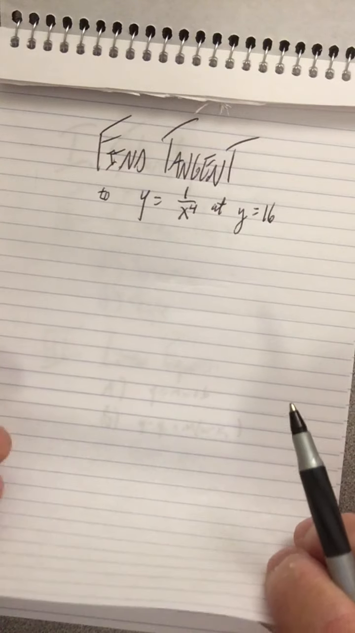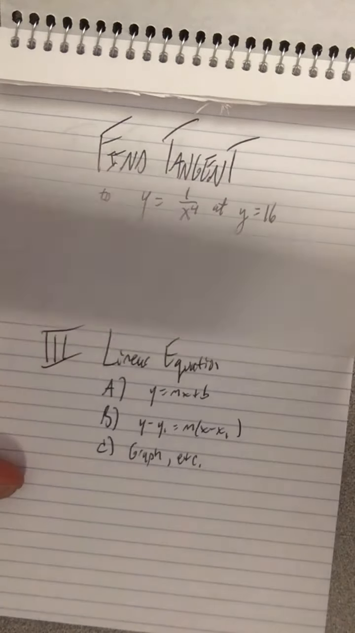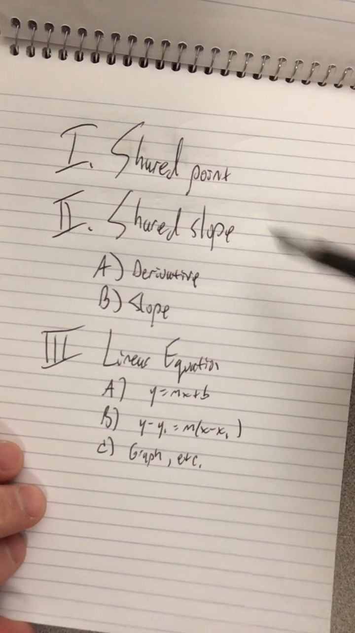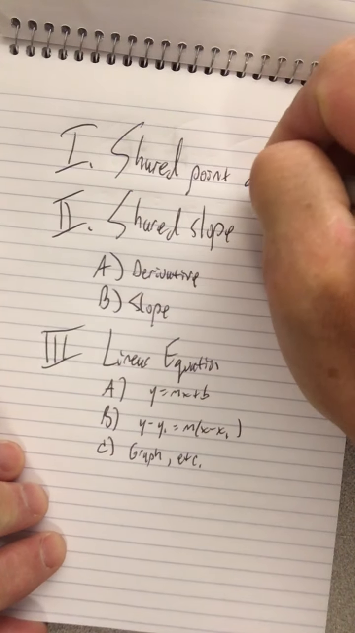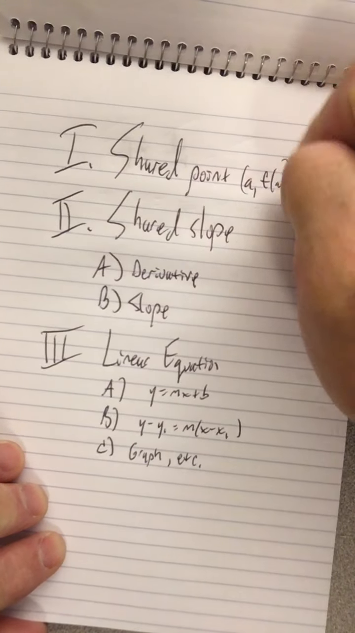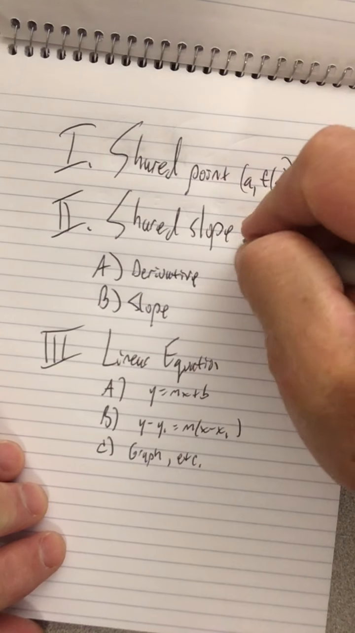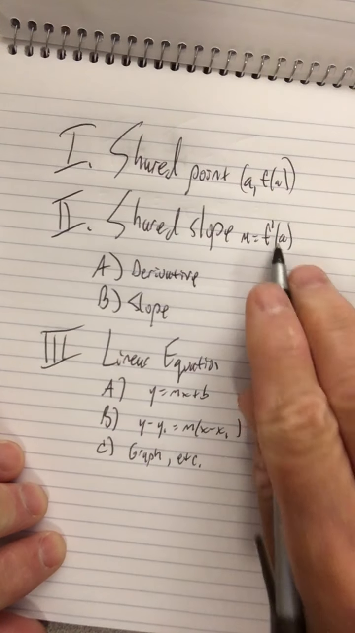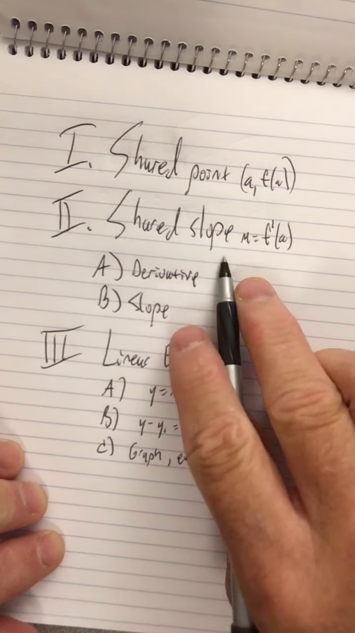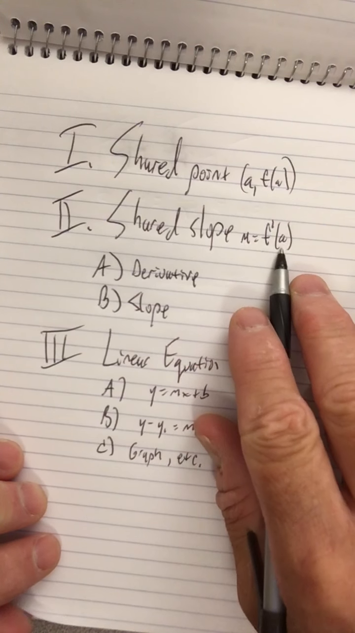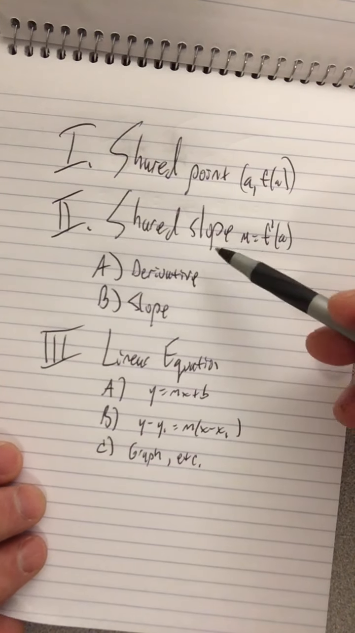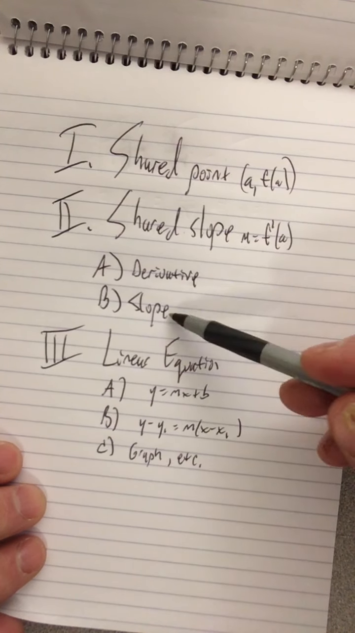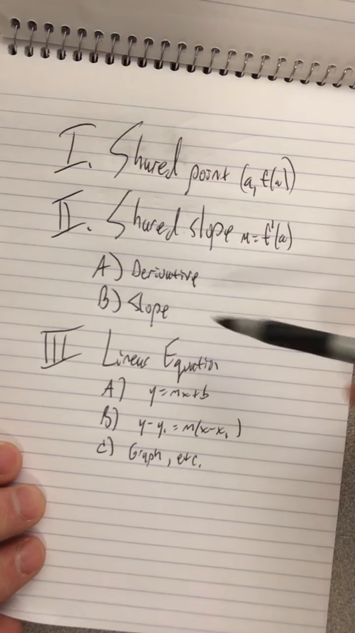But what do we need to find a tangent line? Well, tangent lines are defined as a line that shares a point with the graph at some point. They share a slope with the graph at that point. So m is equal to f prime of a. So that's the slope of f at a, and the tangent line has a slope equal to that. Now, when you're trying to find the shared slope, there's two steps. You have to get the derivative, and you have to evaluate the derivative at a to get the slope.